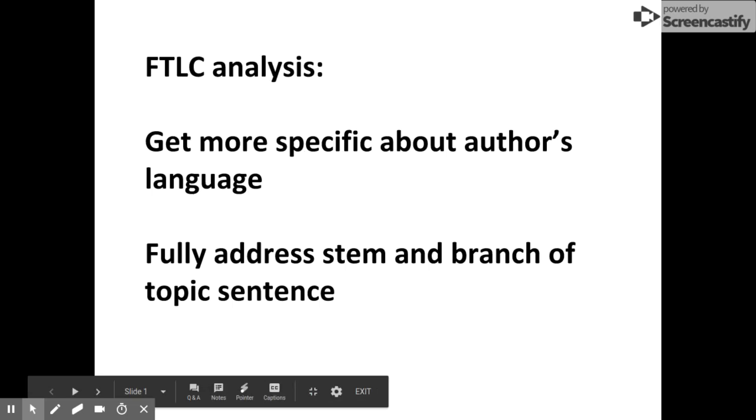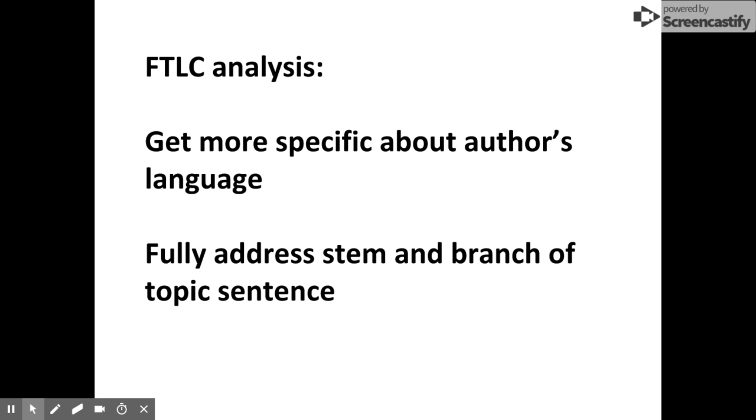All right, today we are talking about focused TLC analysis. Not always a student favorite, but very important for two reasons. The reason we start doing focused TLC analysis in 10th grade and continue it through the upper grade levels is it helps students get more specific about an author's language, so analyze rather than summarize.